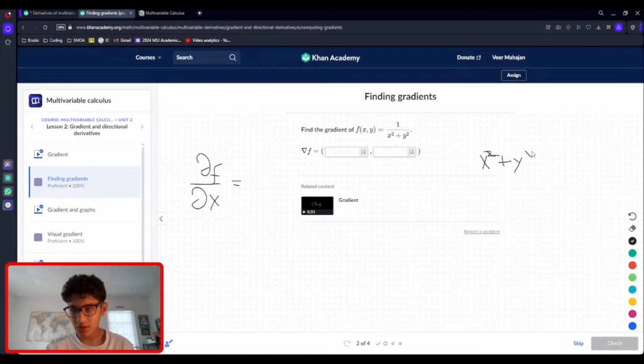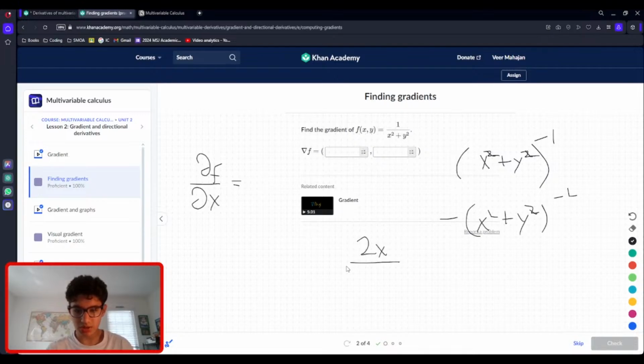right? So when you take the derivative of this now, you'll get 2x divided by, I think I'm doing this wrong actually. So you're dividing it by this, right? Which means you'll take this to the -2 power. No, wait, what am I saying? Now you've got this here, and this is to the -1. So you do negative x squared plus y squared to the -2. So that means you put a negative in front, you put x squared plus y squared squared.